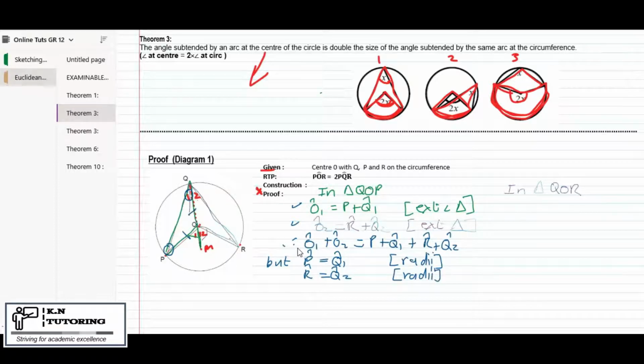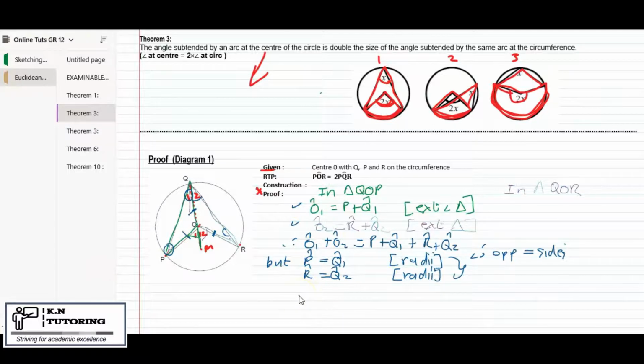The two radii are equal, or you can continue and say angles opposite equal sides are equal. So that is just a summary of the theorem: if you've got two lengths that are equal, the angles opposite those equal sides are also equal. So angles opposite equal sides. Okay, so now that we've established that P is equal to Q1 and R is equal to Q2, I can substitute this into the equation that I've already set for myself.